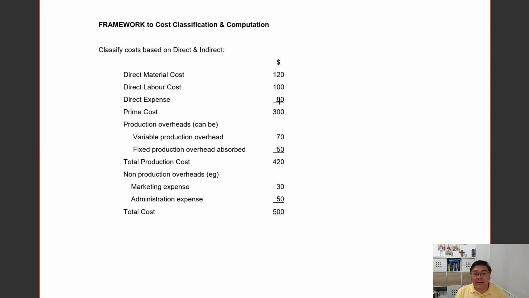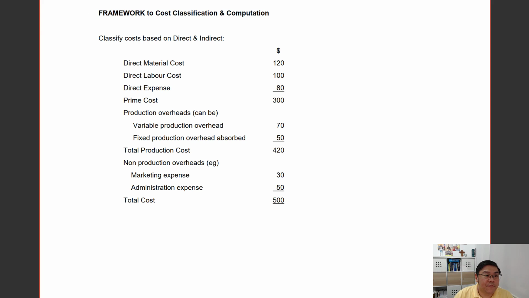But when you can't tell me exactly how much of the cost relates to a product, then it becomes indirect. For example, if you hire a supervisor and pay this supervisor, for example, $5,000 a month to supervise the entire factory, how much of that $5,000 directly relates to the product? You realize that's something you cannot directly identify.